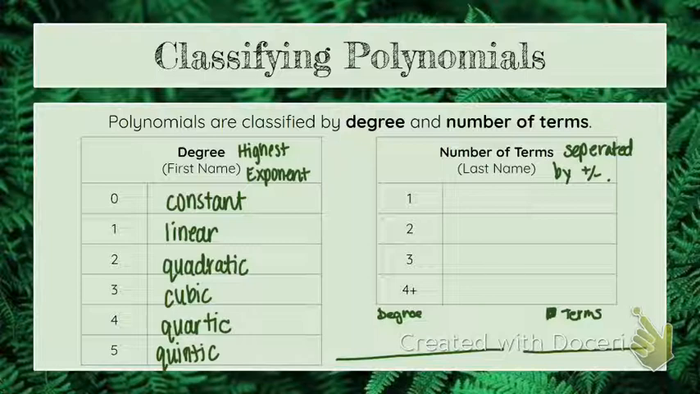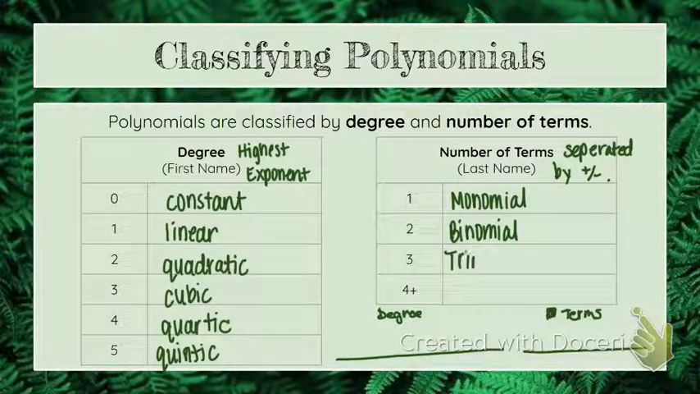All right, then for the last name, the number of terms. This is where if we have 1 term, it's called a monomial. If we have 2 terms, it's called a binomial. Bi means 2. Bicycle has 2 wheels. 3 terms is a trinomial. Tri means 3. Tricycles have 3 wheels. And 4 plus is called a polynomial. Poly means many. I think of polygons. Polygons have many sides. So let's practice naming a couple of polynomials.